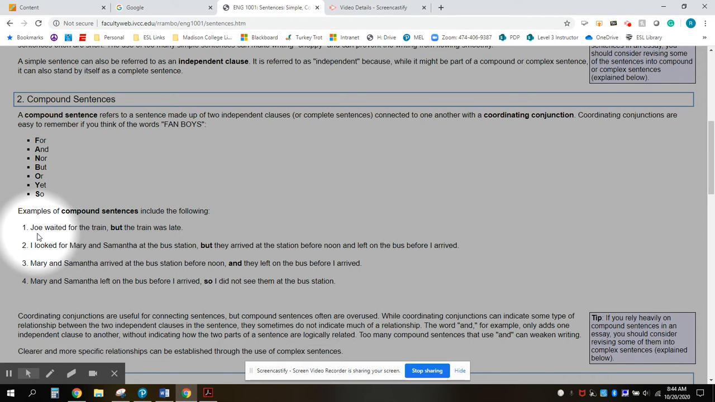So here's an example. Joe waited for the train, but the train was late, combining sentences 1 and 2 from above. Notice that before a coordinating conjunction, we use a comma, a space, and the coordinating conjunction. Let's look at number 3. Mary and Samantha arrived at the bus station before noon, comma, and they left on the bus before I arrived.